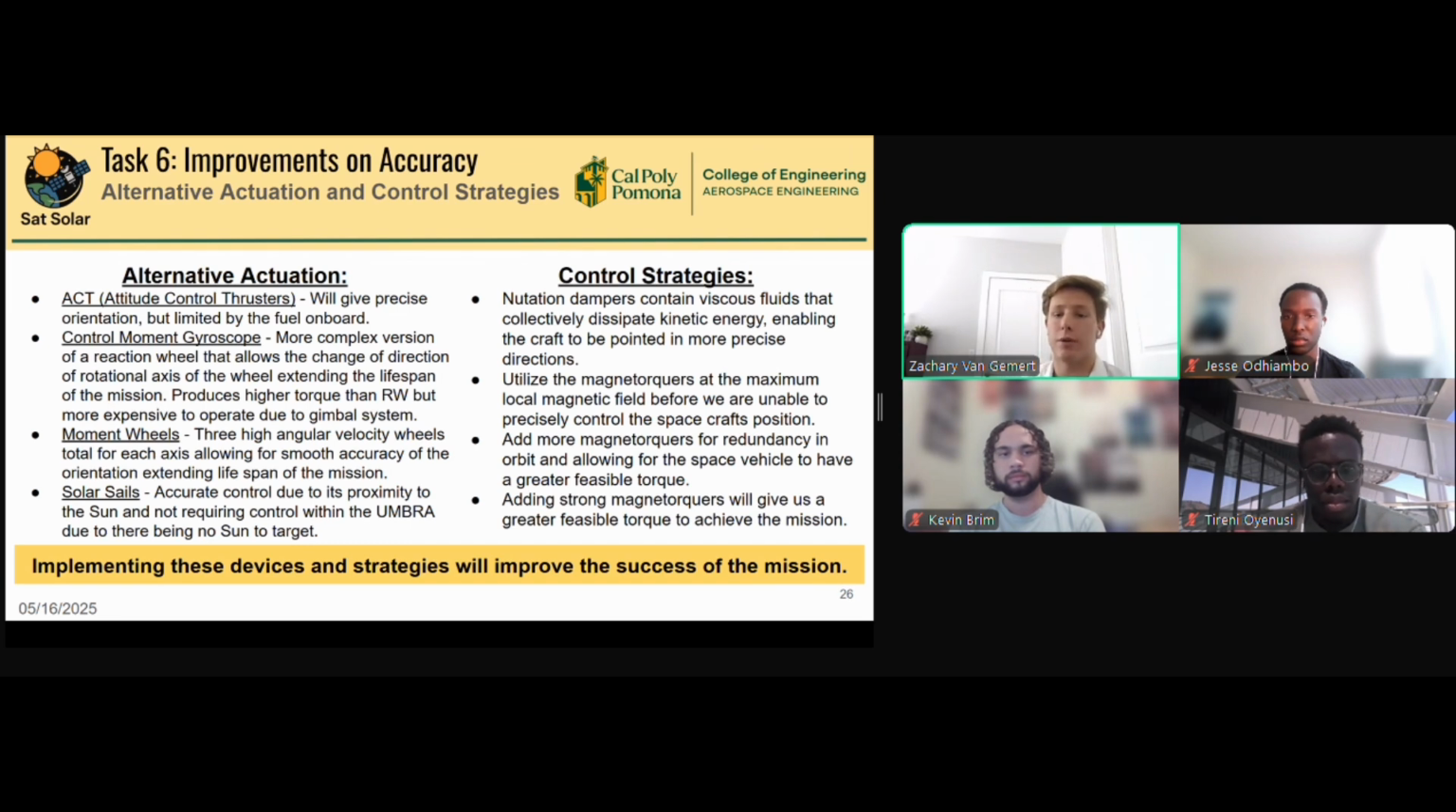Control strategies. We can use nutation dampers to be more precise, use magnetorquers at their maximum local magnetic field, and be able to control before it goes into a region where it cannot be controlled, and add more magnetorquers for redundancy and more control. All of these devices and strategies will improve the success of the mission.